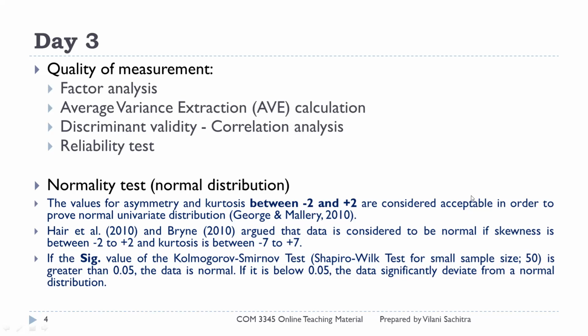Then finally, we discussed another assumption in our quantitative data analysis. That is, we need to ensure that our data is normally distributed, or distributed in a normal way. So here we need to check the normality test. I told you how to do the normality test, and I gave you several standards in order to make sure that your data is considered to be normal using the Shapiro-Wilk test or Kolmogorov-Smirnov test.